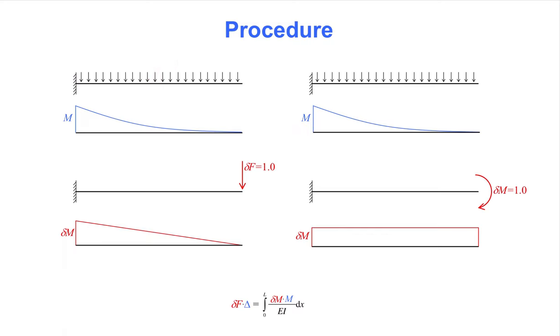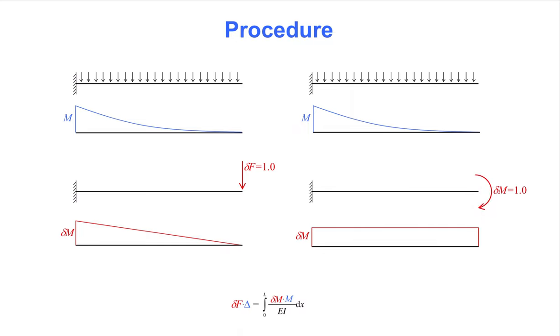Notice in the blue color the bending moment diagram due to the applied load. The red color is used for the unit virtual load on the left-hand side, which is intended to give us the vertical displacement at the tip of the cantilever. Similarly, the unit virtual moment on the right-hand side is intended to give us the rotation at the tip.